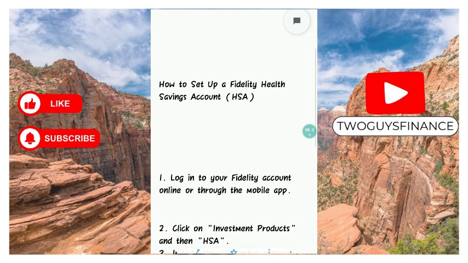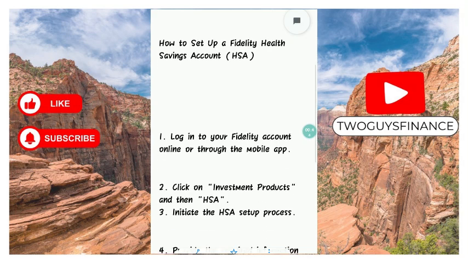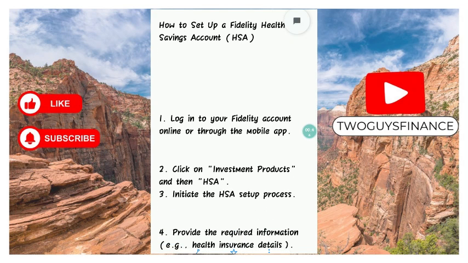Now, the first thing you're going to do is to log into your Fidelity account. You can do that online on the Fidelity website, or you could do so through a mobile app on your mobile device. And once you're logged into your account, you just want to click on investment products, and then you want to select HSA.